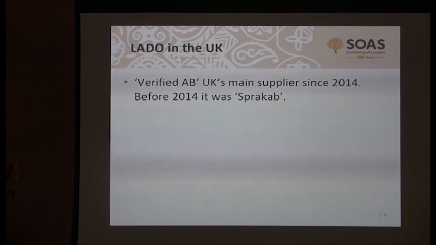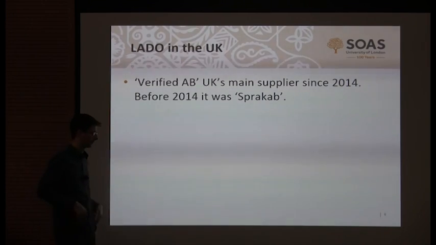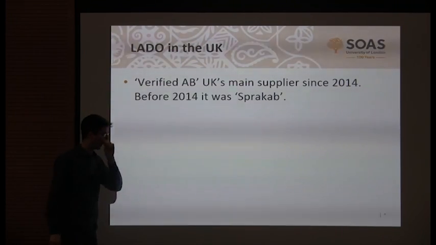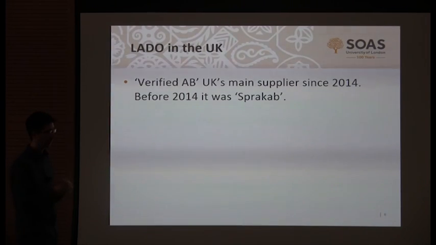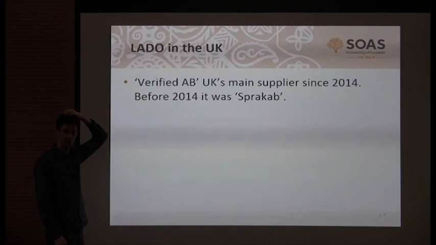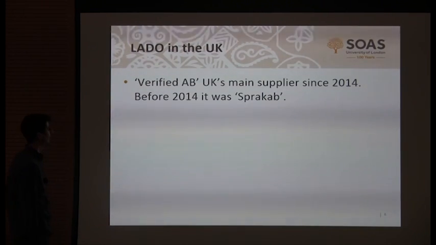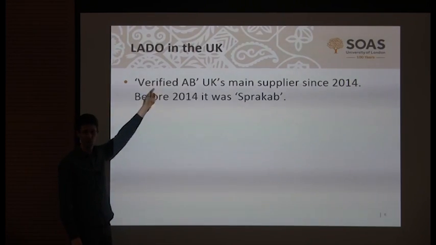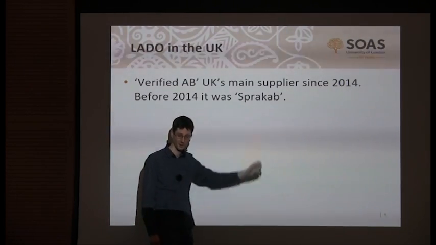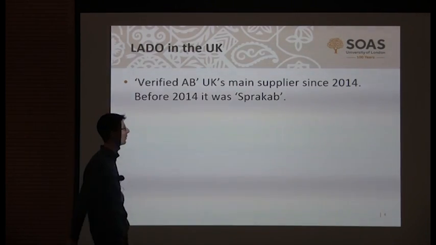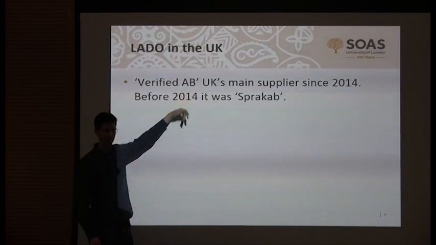Okay, so that may have been slightly confusing, and hopefully this will now make it clearer. How it works is this. If the government wants to do a LADO test before deciding whether to give someone asylum or not, they contract a specialized company to do the test for them. Since 2014, that company has been a Swedish company called Verified AB. Before 2014, it was another Swedish company called Språkab. AB means something like limited.